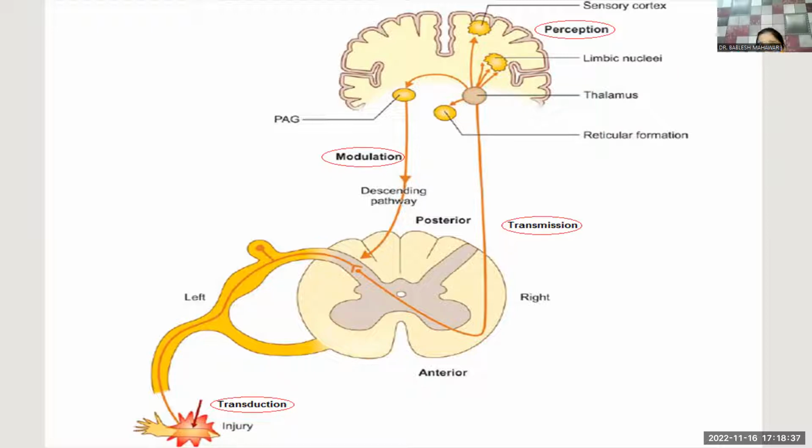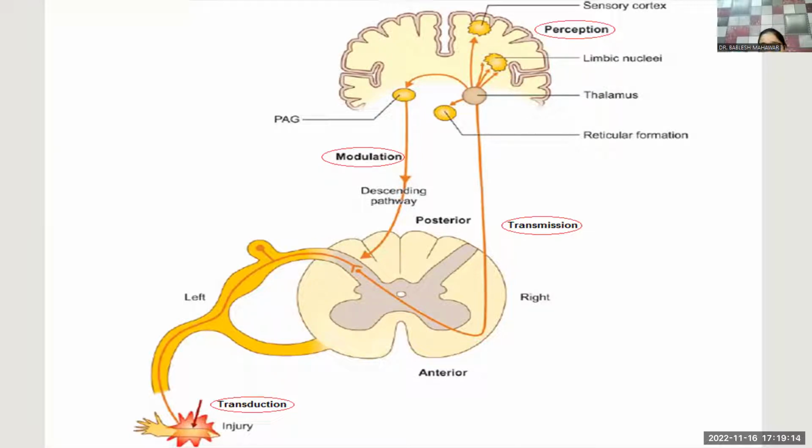Now, these are the three important steps. That is the transduction, the change of energy from chemical and mechanical stimuli to electrical energy, that is the action potential. Then the movement of the action potential from the dorsal horn to the thalamus, and then from the thalamus to the sensory cortex. I think everyone knows about these things: transduction is there, transmission is there, and perception is there, but a very, very important part is the modulation.